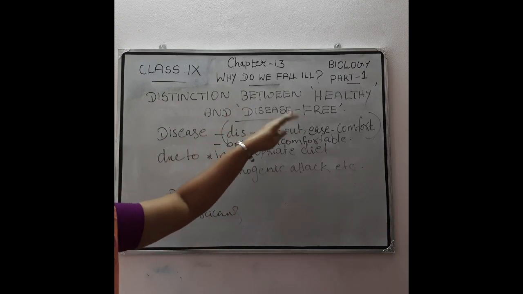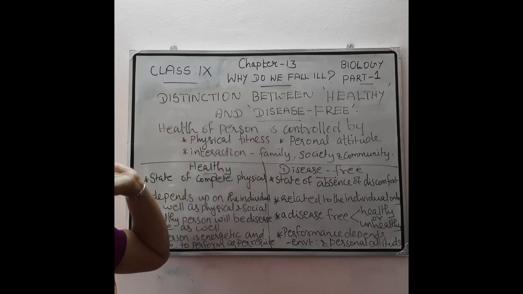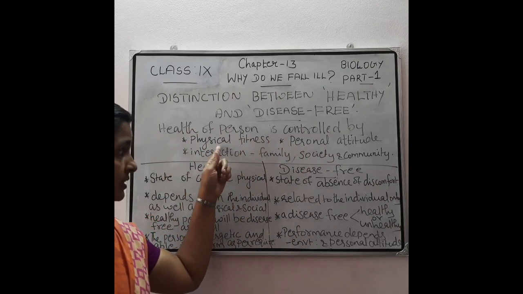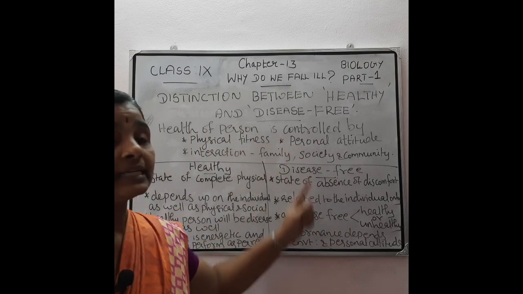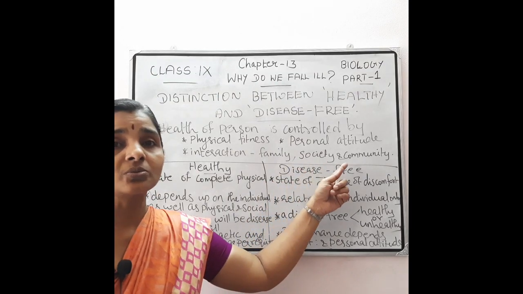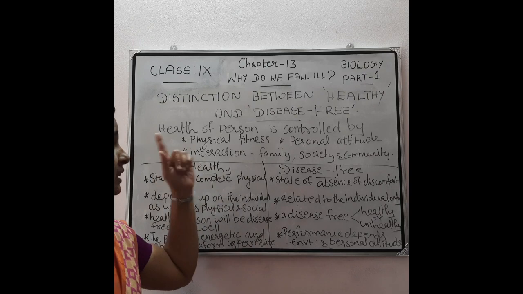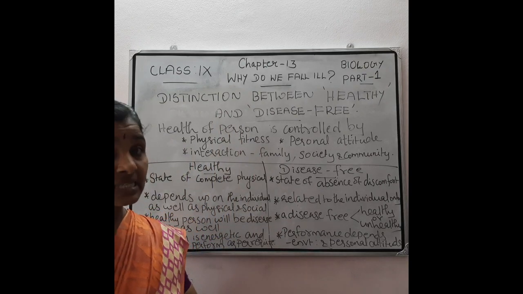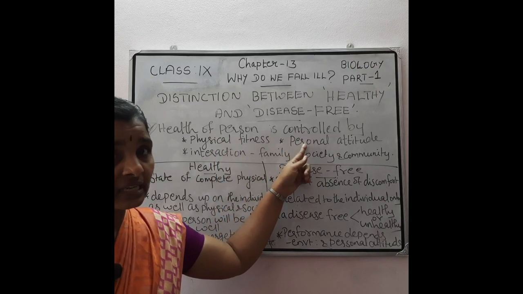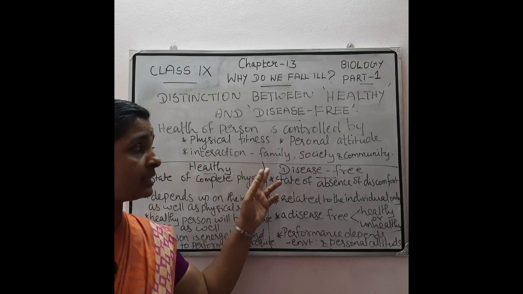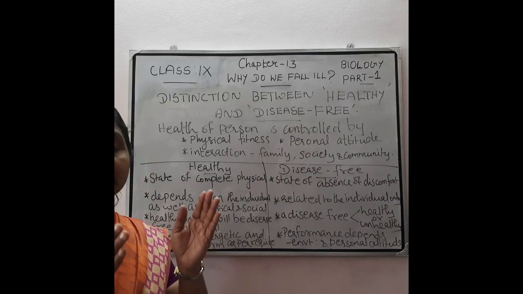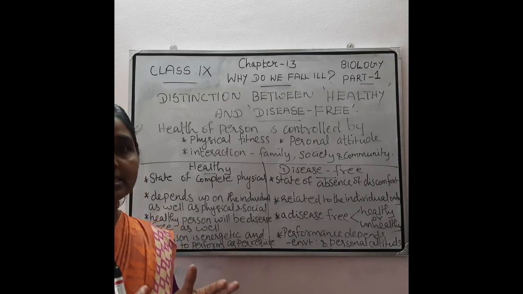So actually we can say that the health of a person is controlled, besides physical fitness, by personal attitude and the interaction of the members of the family, society, and also the community. But a diseased person, the individual only suffers that disease. That is the main difference.